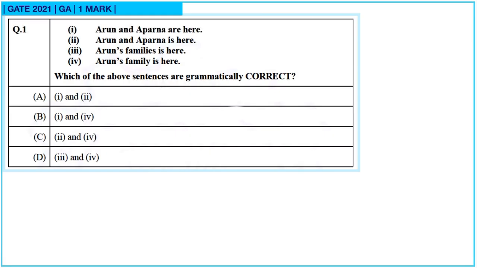So Arun and Aparna is plural, so "are here" is correct. And Arun's family is here. So 1 and 4. So here option B is correct, 1 and 4.